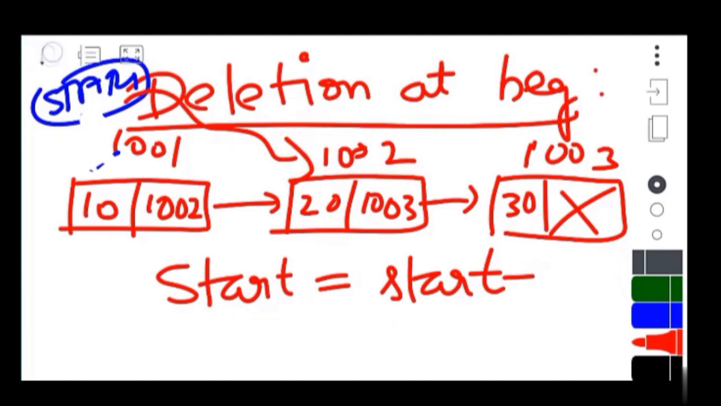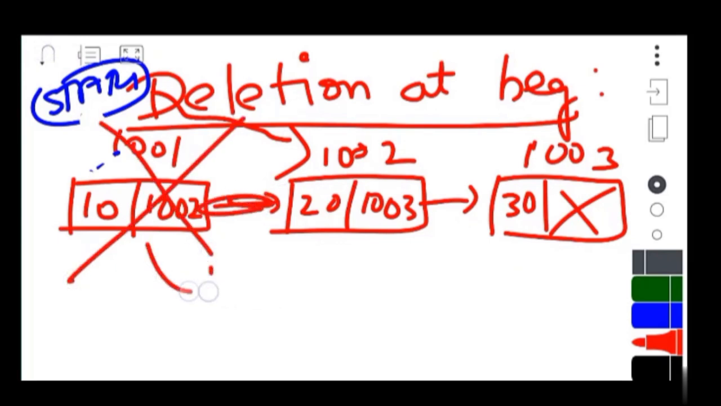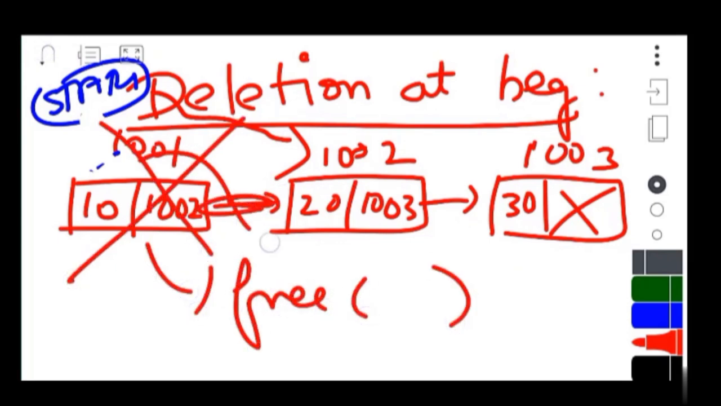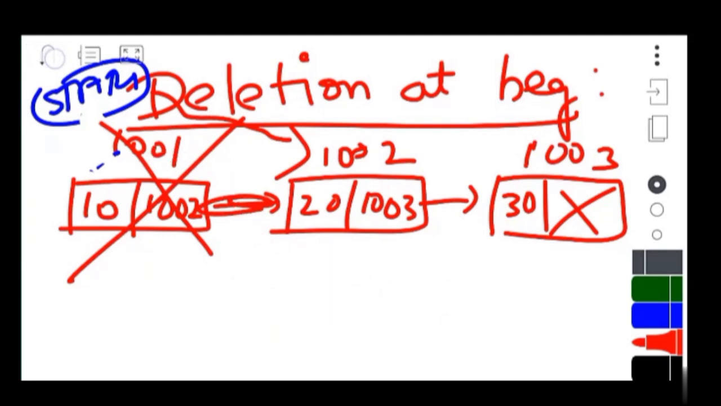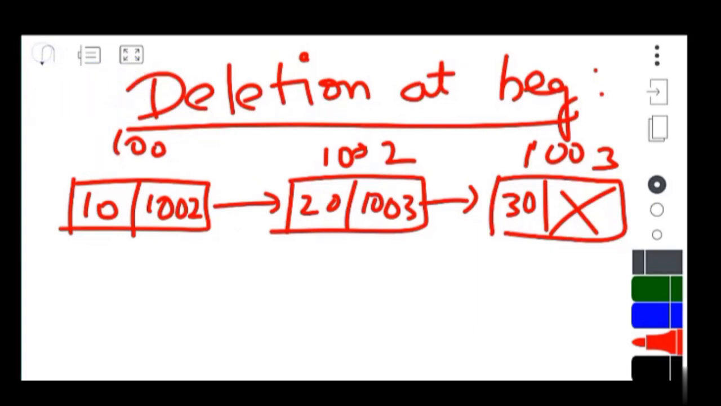All right, and after that, since there is only one link, you can delete this using free, and you have to pass this address. I'll tell you how to do that. Deletion at beginning is very simple, and we'll implement it. There are two crucial statements here.